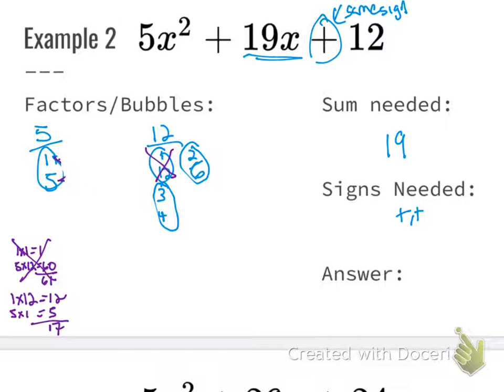So I'm going to go over. Let's do 2 and 6. So I have 1 times 2, which is 2. 5 times 6 is 30. That gives me 32. Not going to be what I'm looking for.